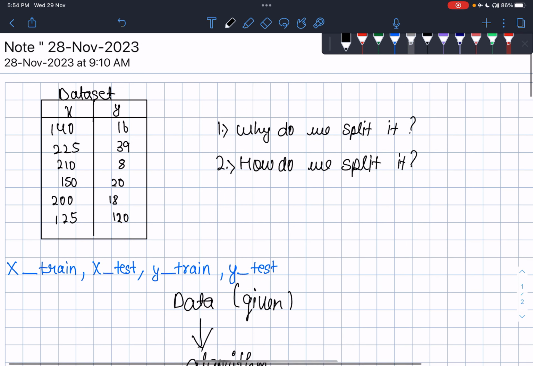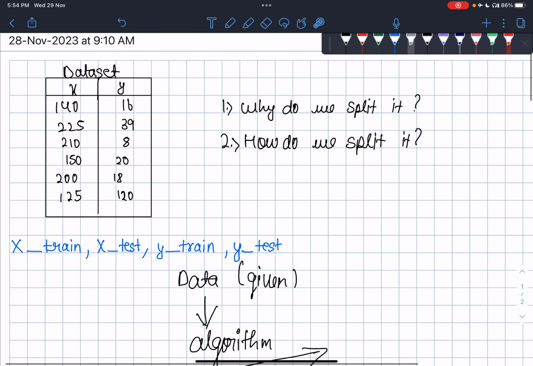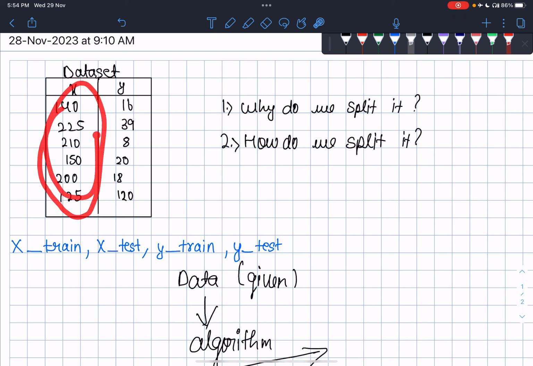So let's suppose we have data. This is our data. Now you can see this is the feature and this is the label. The feature is the input and the label is the prediction we are going to get. Like if we have 140, what will the output of it be? It is 16. So we have data like this, 140, 25, and the data is much longer, but I took only the data which is required.